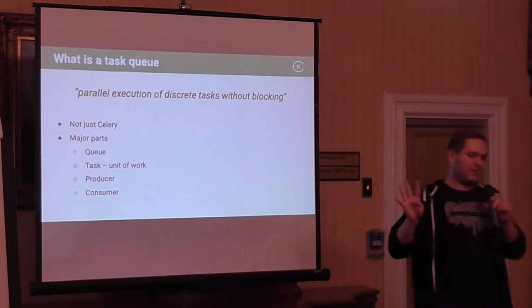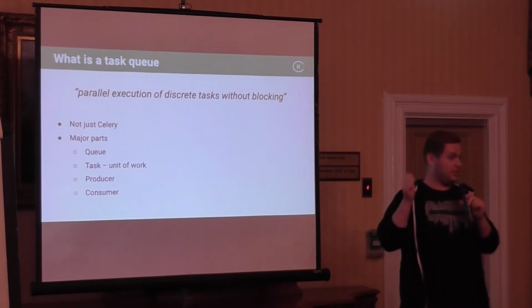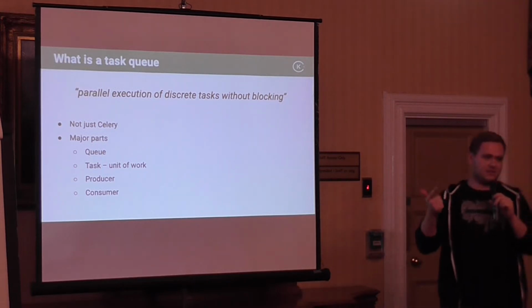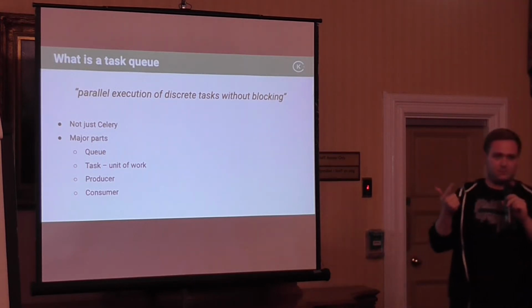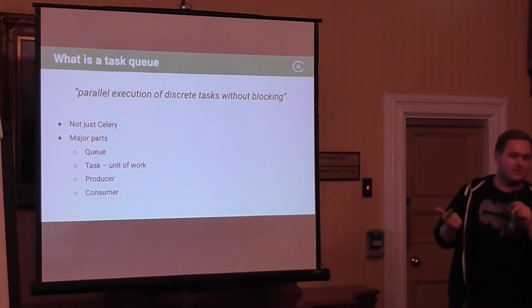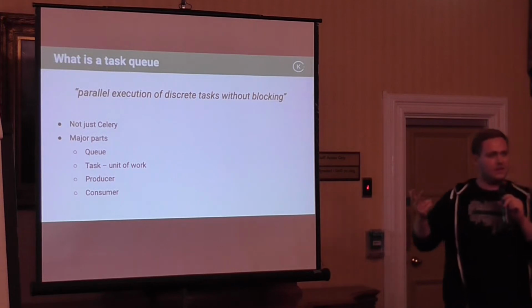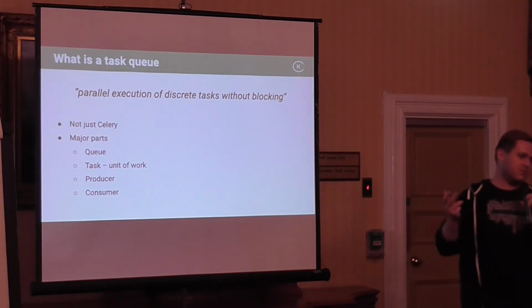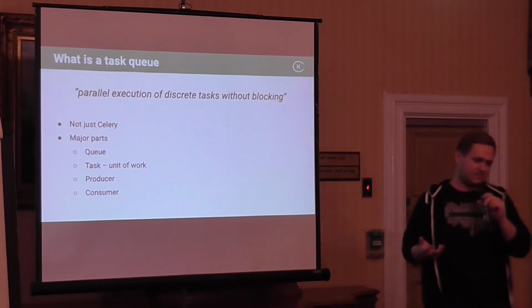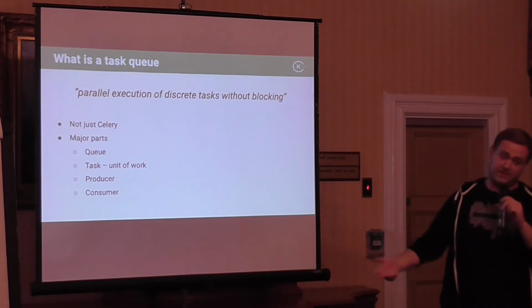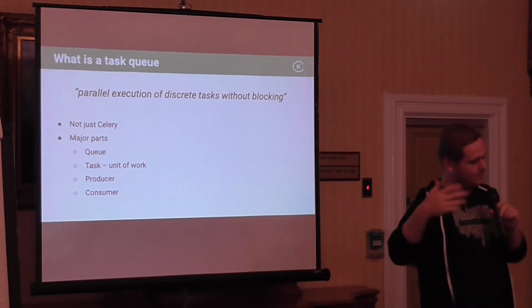We have 4 major parts of a task queue. We have the queue itself, we have the task, that is the unit of work that we want to have done. We have the producer of the task, basically the one who creates the task and sends it to the queue. And we have the consumer who takes it up from the queue and makes something happen and satisfies the conditions.